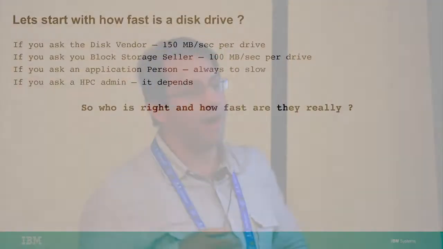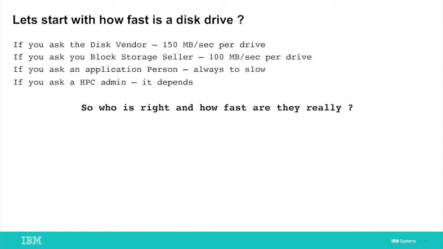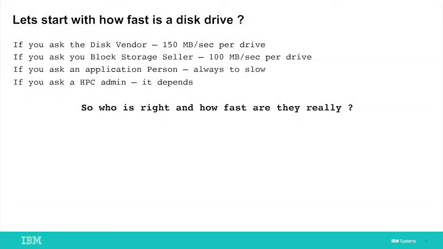Disk drives are always a very interesting topic, because you get very different answers depending on who you talk to. When you go to a disk vendor and ask how fast a disk drive is, the answer you're going to get is at least 150 megabytes per second. Some are going to claim it can do 200 megabytes per second, and if you have 15K SAS drives, they might even do 200 or 250 megabytes per second per drive. If you go to your block storage seller and ask how much performance you can expect from a disk drive, the numbers typically go a little bit further down.